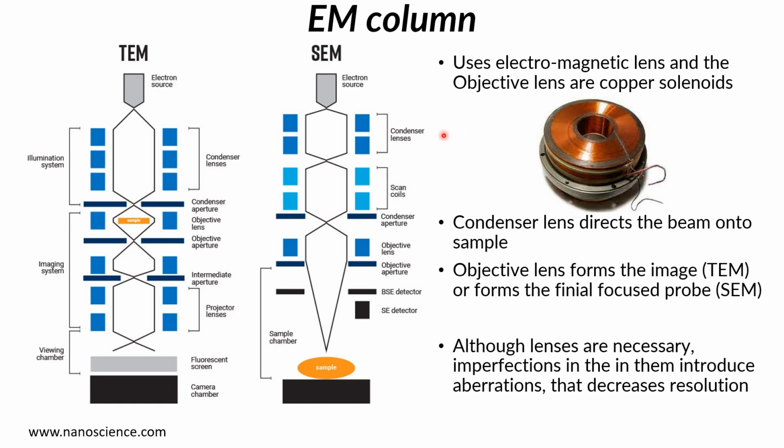So these lenses, the condenser and the objective lenses, are solenoids that use a magnetic field to focus the beam onto the sample, and then the objective lens either forms the final probe in the SEM or contains the image. And while these lenses are absolutely necessary, all lenses have aberrations, which decreases the resolution.